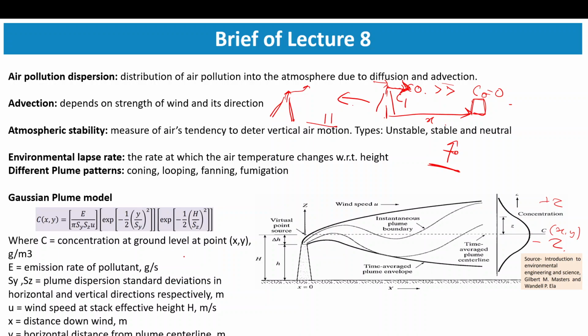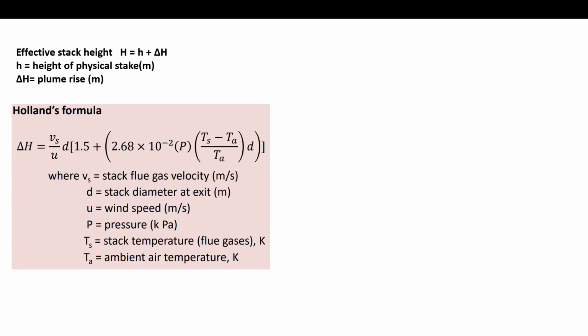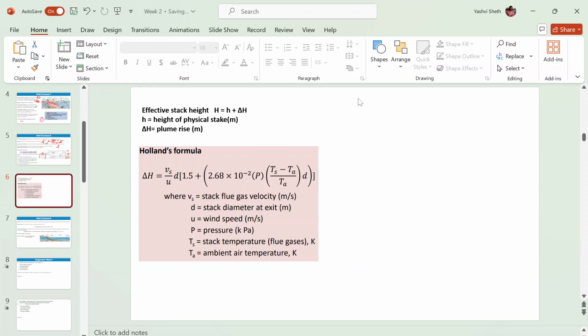Now here the height which is taken into account, it is two heights. One is the effective height, which is the stake height plus there will be a center line from which we are considering the concentration to be calculated. So this delta H, if it is added to the stake height, then it is known as effective stake height, right?